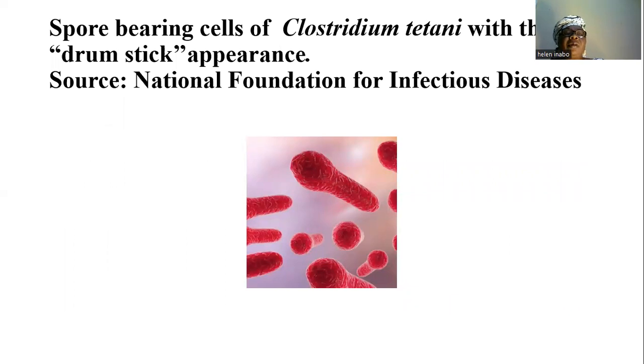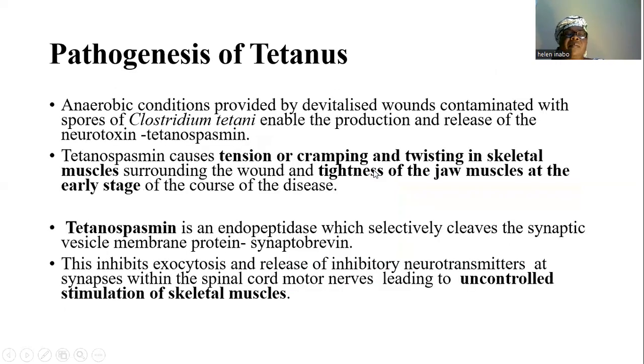Here is a picture, or a plate, showing the spore-bearing cells of Clostridium tetani with the drumstick appearance. Here is the terminal spore. Next, we'll look at the pathogenesis of tetanus. That is the process establishing the disease tetanus.